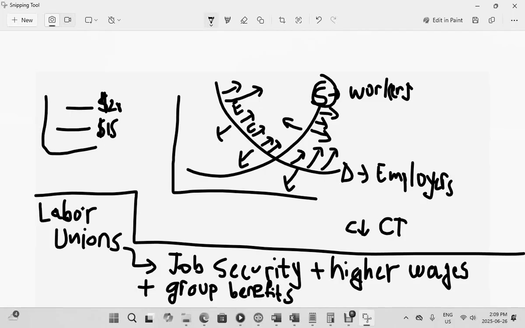So this is how your employment and unemployment rate are influenced by the economic conditions, and this is where the labor unions kick in when it comes to providing job security and higher wages.